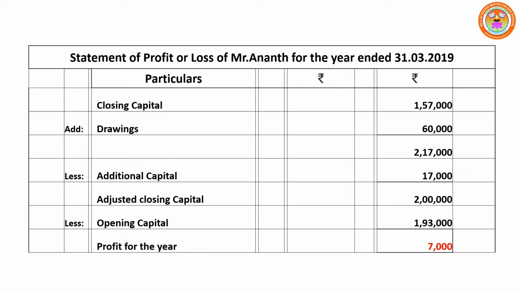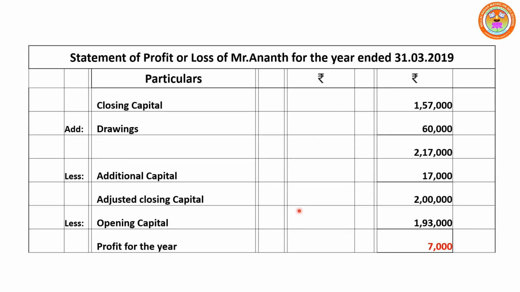Statement of profit or loss of Mr. Anand for the year ended 31st March 2019. Particulars, amount column: closing capital, which we found in step number 2, 1,57,000. Next step, as per formula, add drawings, which is available in the question, 60,000. Add these two amounts, 2,17,000. Then as per formula, less additional capital, also given in the question, 17,000. So deduct these two amounts, 2 lakhs we got.